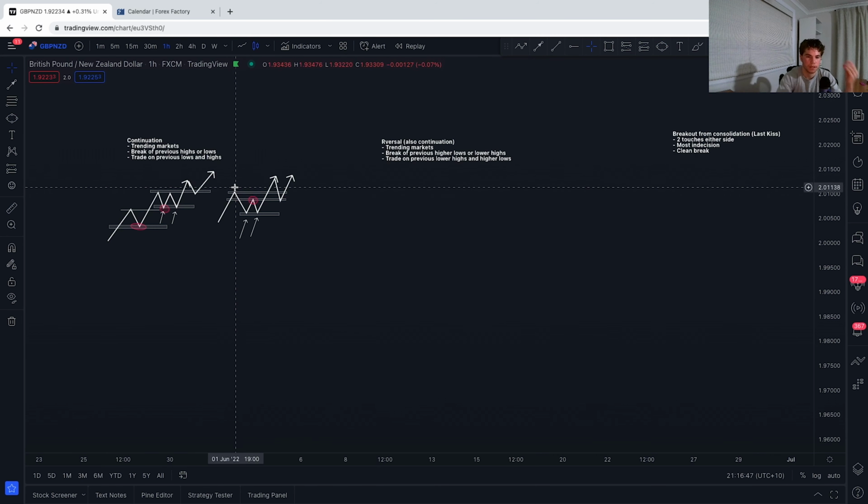Okay. Obviously, it's not always going to work like this. There's going to be times where price is going to bounce off of this level and continue. You miss out. That's how trading is. You can't pick every trade. You just need to be able to find your setups and execute them consistently.